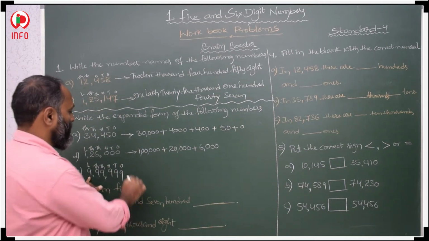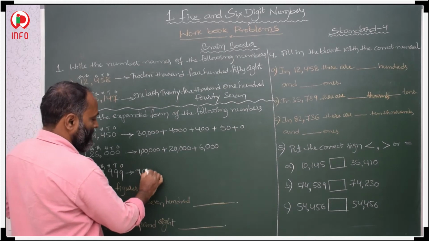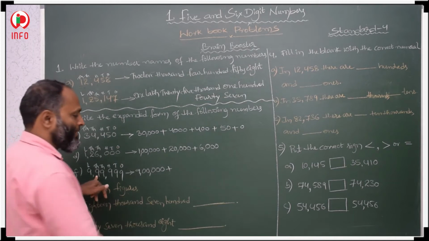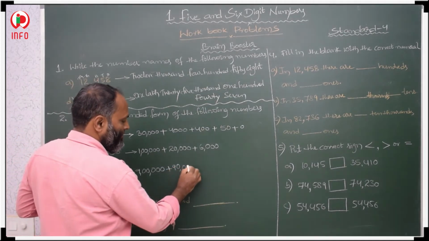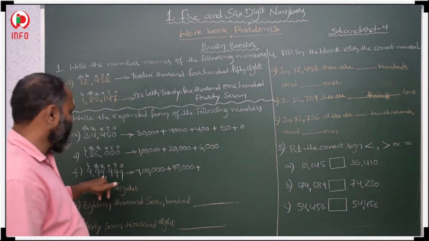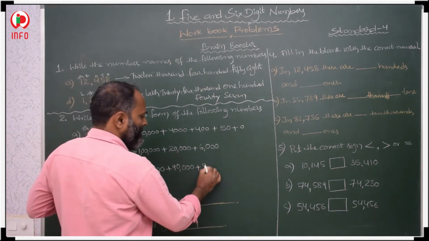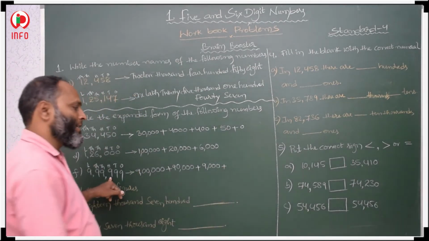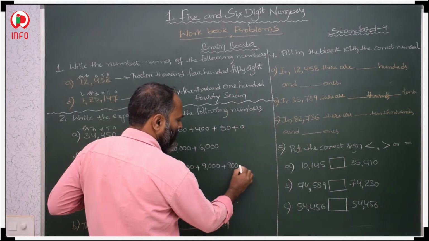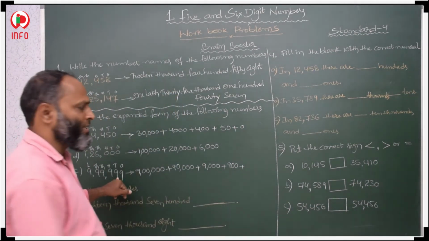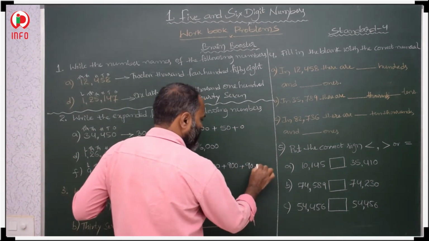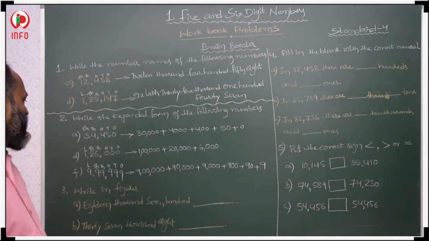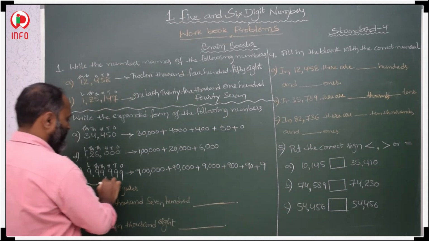9. The first one is in lakhs place, 9 lakhs. Then the second is in 10,000 place, that is 90,000. Then the next is in thousands place, that is 9,000. Then this 9 is in hundreds place, that is 900. Then this 9 is in tens place, 90, plus this 9 in ones place, that is 9. Okay. So in this way we have to write in expanded form.